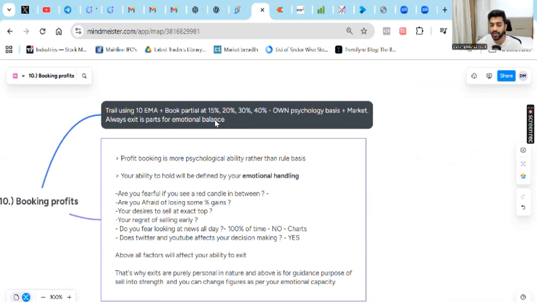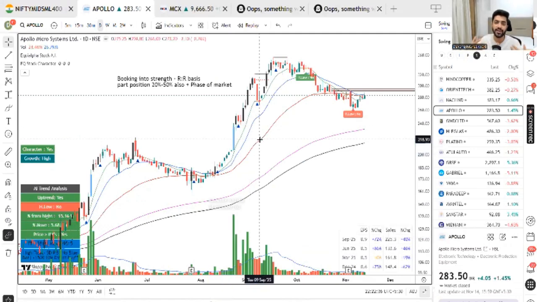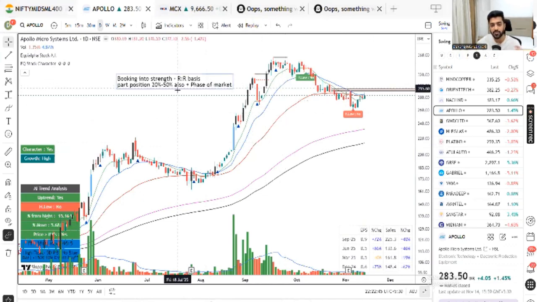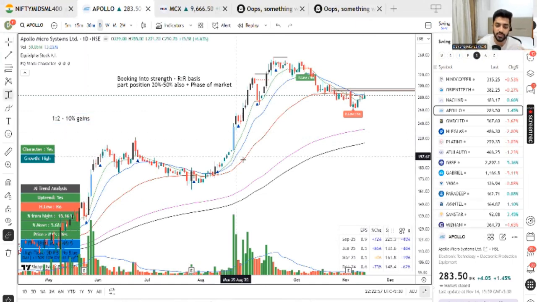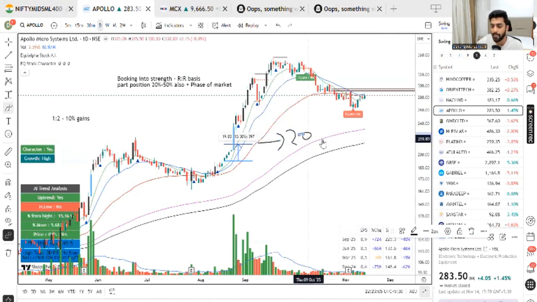Based on that, you have to decide how much to sell into strength, and this selling into strength is very crucial, because it frees up your capital and balances your emotions. When the next stock is coming up, you have some free capital. So booking into strength means simply booking on a risk reward that is 1:2 or 1:3. At 1:2, it will come to 10% gains. So you can simply book at 10% as the stock is touching 10%. Let's say here you're booking. So you book here 20% or maybe 30 or maybe 50.